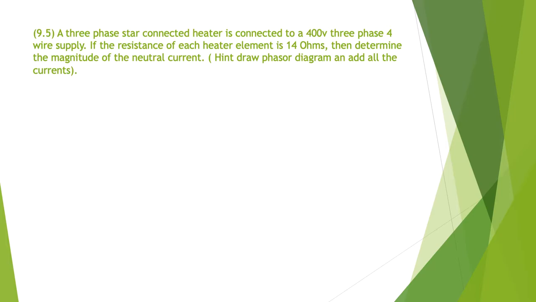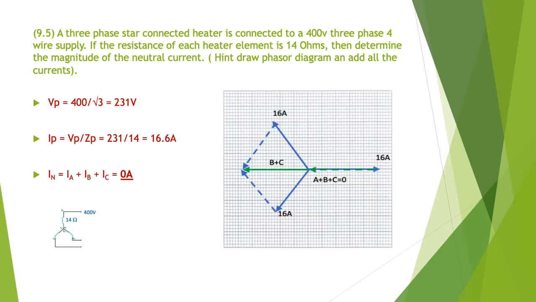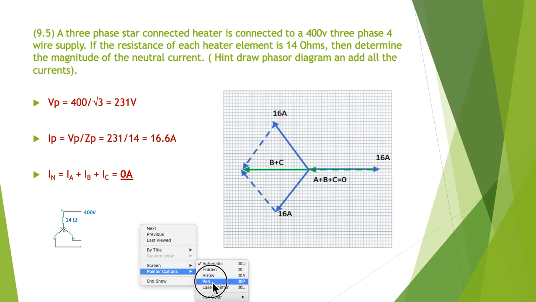(9.5) Now, a three-phase star-connected heater is connected to a 440 volt three-phase 4-wire supply. If the resistance of each heater element is 14 ohms, then determine the magnitude of the neutral current. Hint: draw the phasor diagram and add all the currents together. So you can see here I've not only done a phasor diagram, I've also done an ordinary diagram.